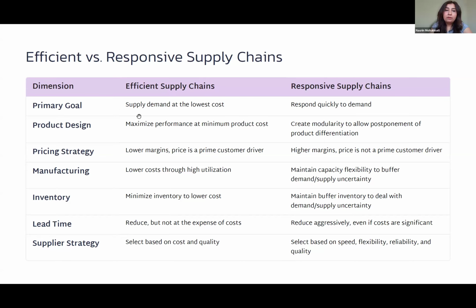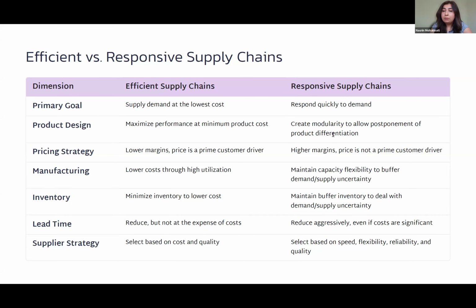The primary goal of efficient supply chains is lowering the cost. It is being fast in many different domains for responsive supply chains. In product design, efficient supply chains maximize performance at minimum product cost, but responsive supply chains are trying to create, for example, products in terms of modules, and postpone the product differentiation.